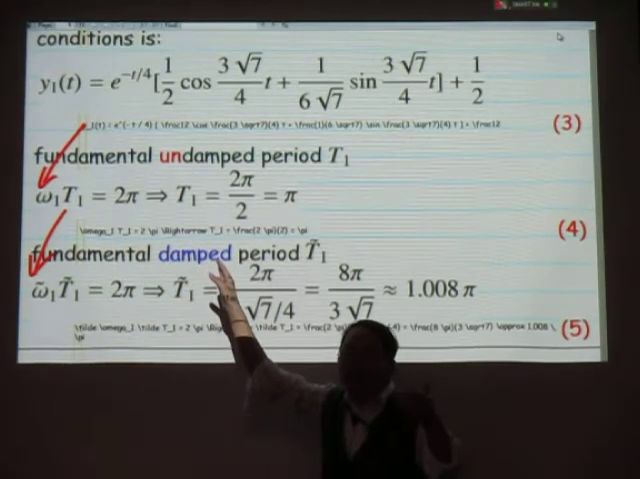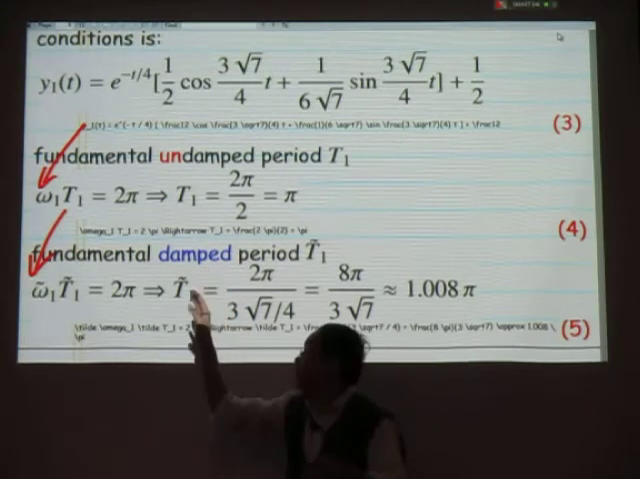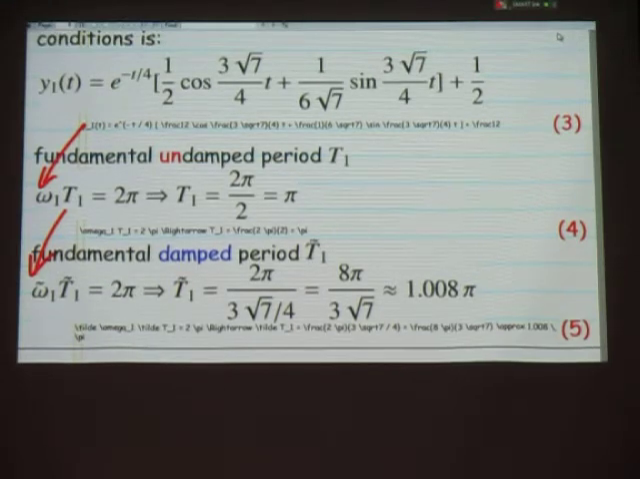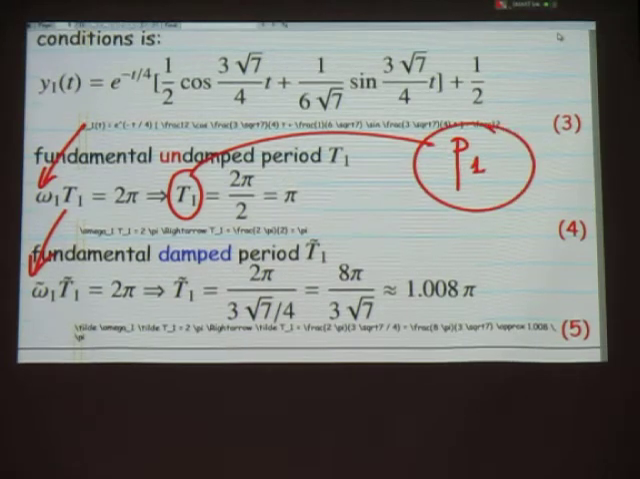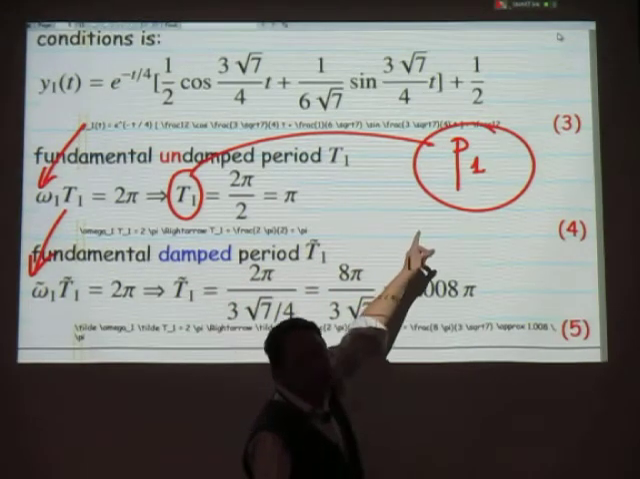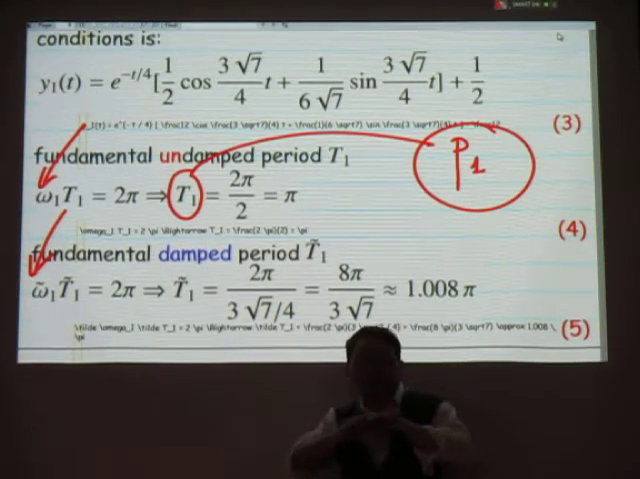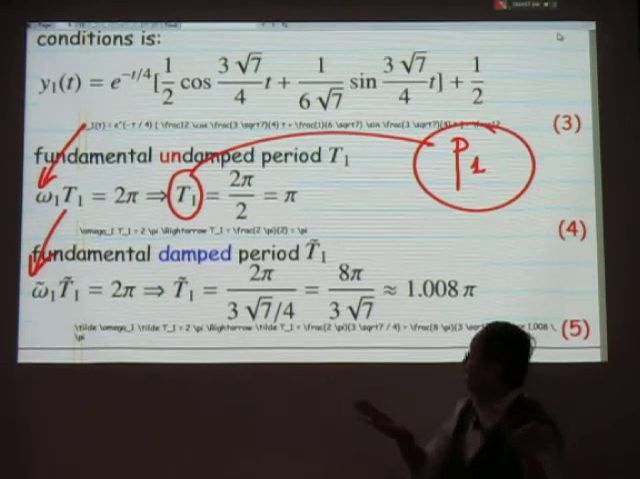I said that in many books, capital T is used for period. So capital T1, and sometimes I use it in my notes, think of this as P1, the same notation for period, the first period, okay? If you read the book by Craig, this notation is used. So P1 or capital T1 means the same thing: the first period, or the fundamental period corresponding to mode 1.